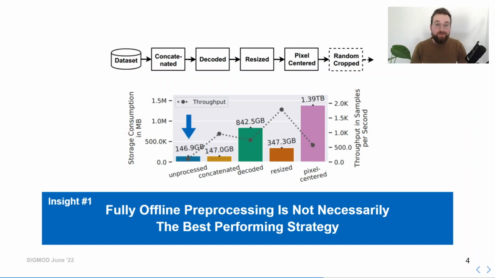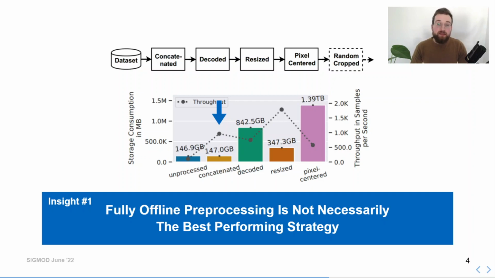The leftmost strategy, unprocessed, also known as fully online processing, as you already know, is the slowest of all, with around 100 SPS, and it takes up the initial 146.9 gigabytes. Then, the next one, the concatenated strategy, already shows quite a big improvement in throughput to around 1000 SPS, just by removing the random access penalty. And its storage consumption also only changes marginally because of the metadata of the TF record format.